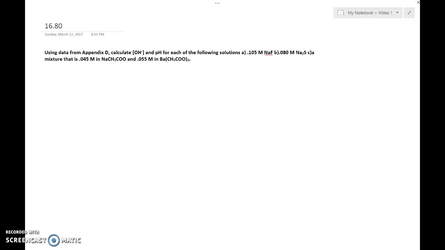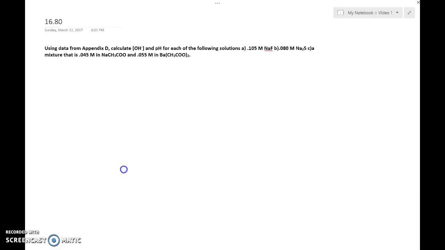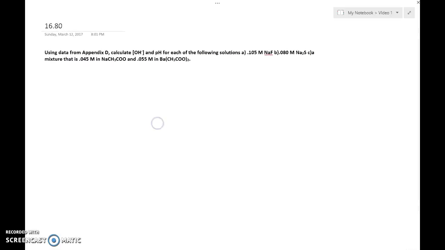Okay, hi. So we're going to go ahead and go over 1680. This is the corresponding problem to 1679, which we talked about on Friday. But I'm actually going to go over all parts of it because there was something different that happened in each one of them. So let's go ahead and just start right away with NaF here, right?